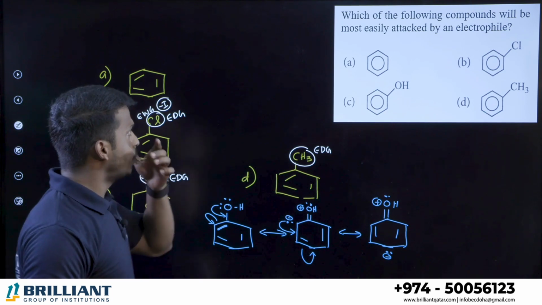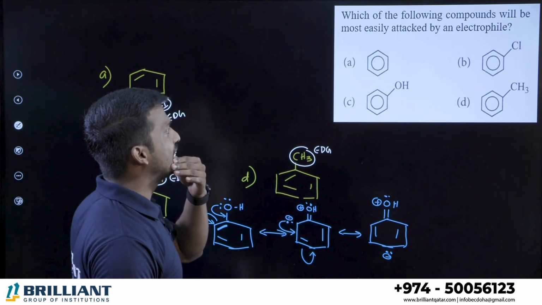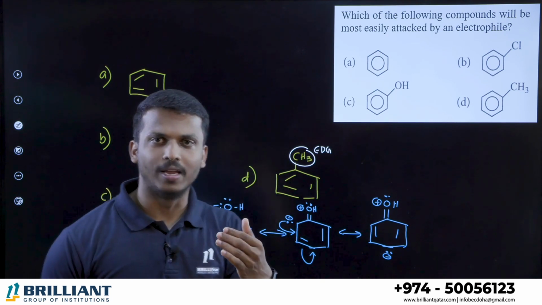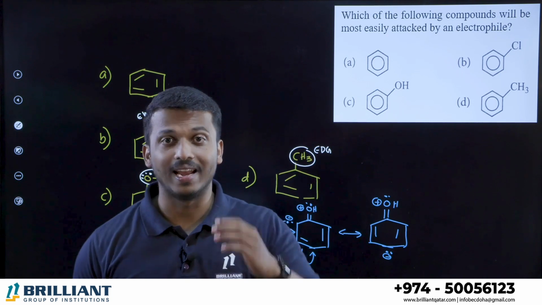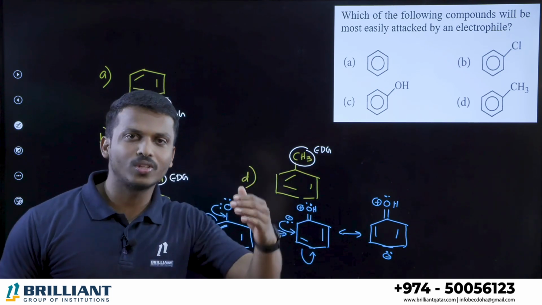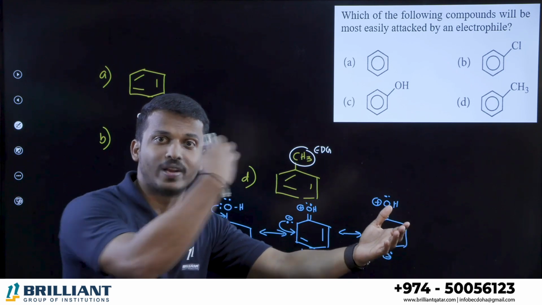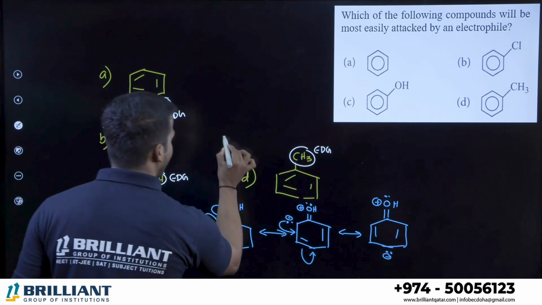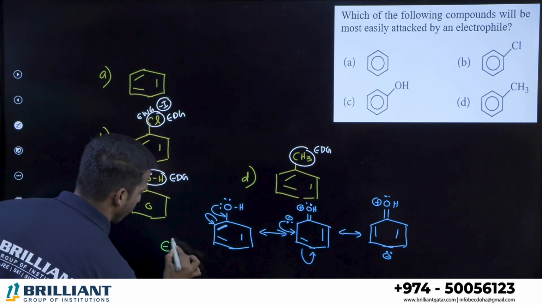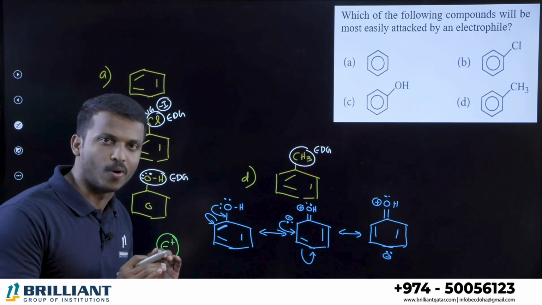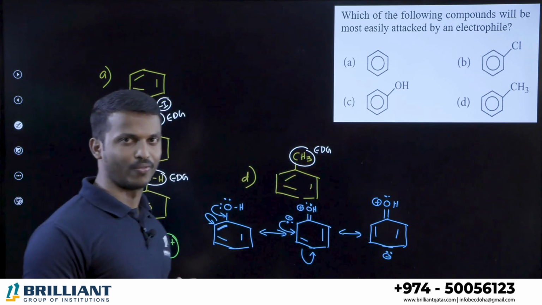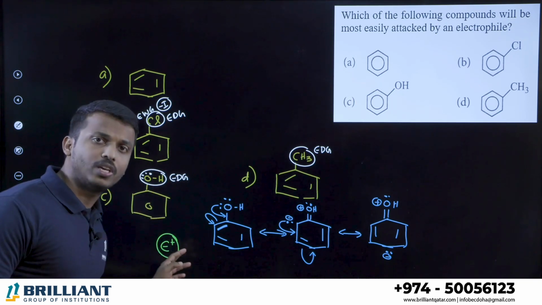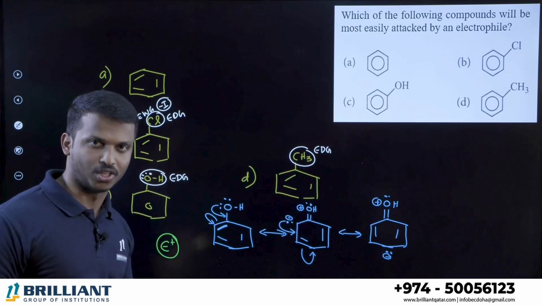Which of the following compounds will be most easily attacked by an electrophile? What is an electrophile? Electrophile means electron loving compound, right? Electron charge is negative, so what should be the charge of an electrophile? Positive, or electron deficient. So an electrophile is generally expressed by the symbol E+, because it is an electron deficient species that is going to attract electrons. That's a positively charged species generally, and these positive charges can attack a negative position, correct?